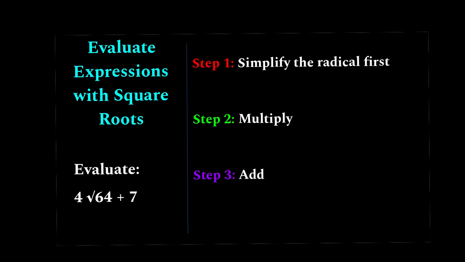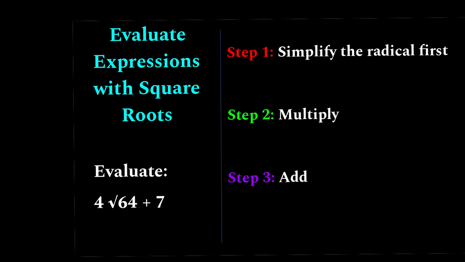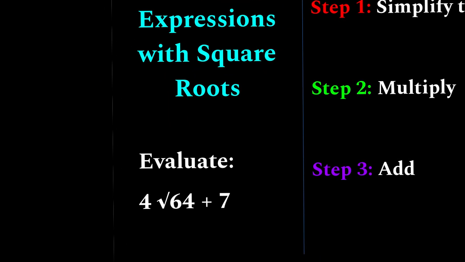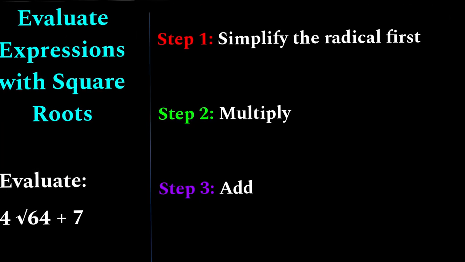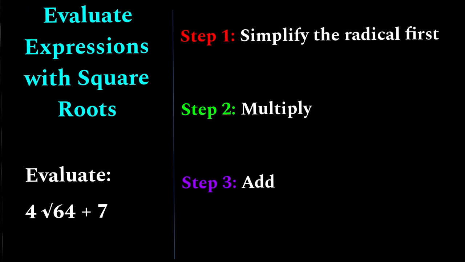Let's evaluate expressions with square roots. Our equation is 4 times square root of 64 plus 7. Our first step is to simplify the radical first. Let's rewrite our equation: 4 times square root of 64 plus 7. What is the square root of 64? That equals 8. So let's rewrite it: 4 times 8 plus 7.